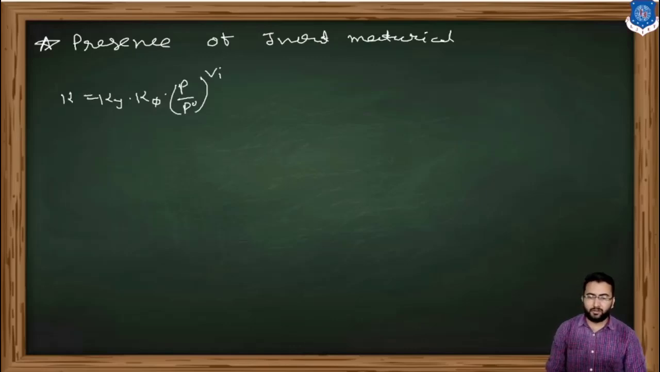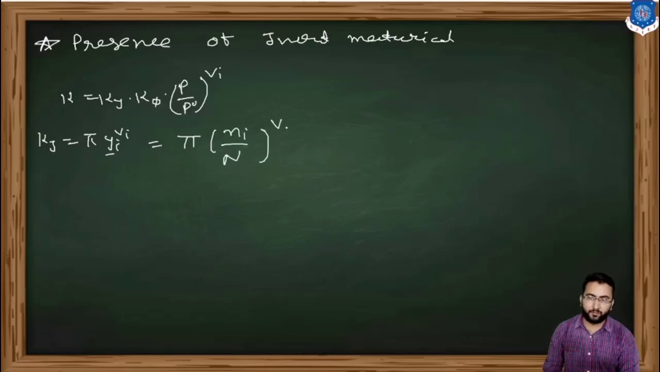But we know that Ky is equal to the product over i of Yi whole raised to Vi. Here Yi is the mole fraction of the i component, defined as the moles of a particular component i upon the total number of moles. So we can write the mole fraction as small ni upon N, whole raised to Vi. The equation becomes like this if we put in the value of the mole fraction.